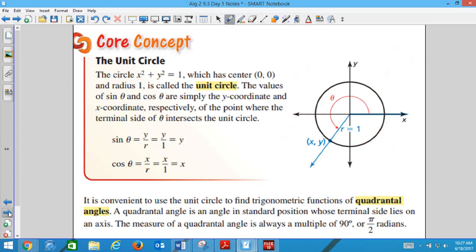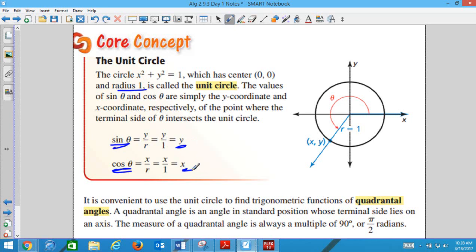The unit circle has the word unit in it. That means that the radius is 1. If the radius is 1, it is called the unit circle. And if the radius is 1 and we go to find the sine of theta or the cosine of theta, we do y over r, we put it over 1, so the sine is equal to y, and the cosine is equal to just x.